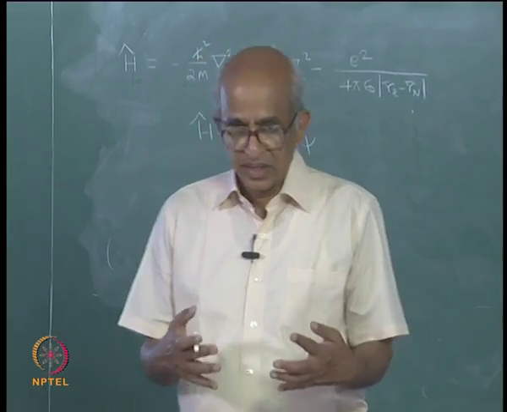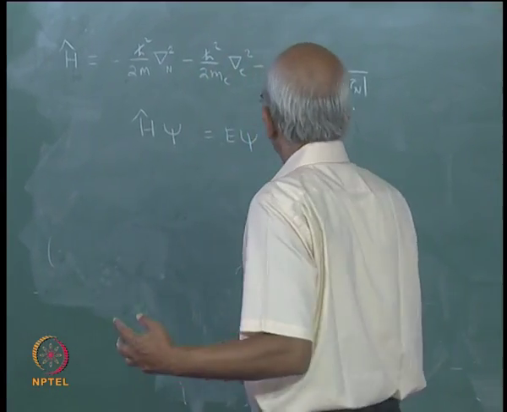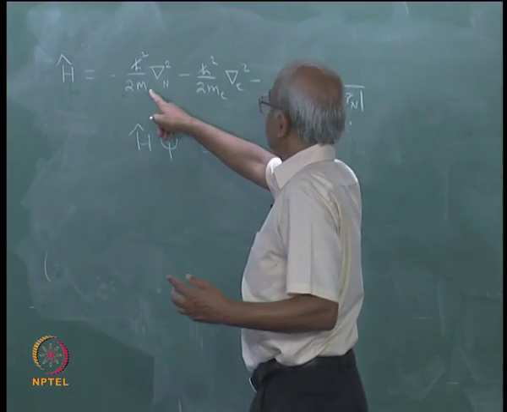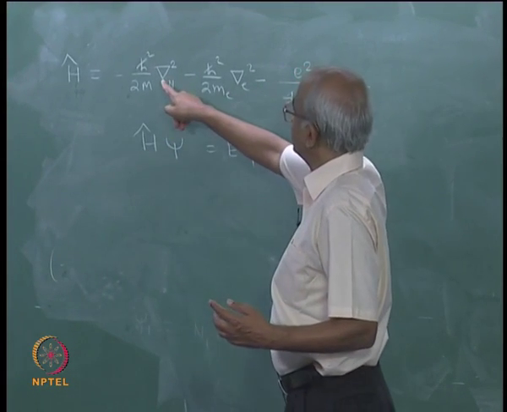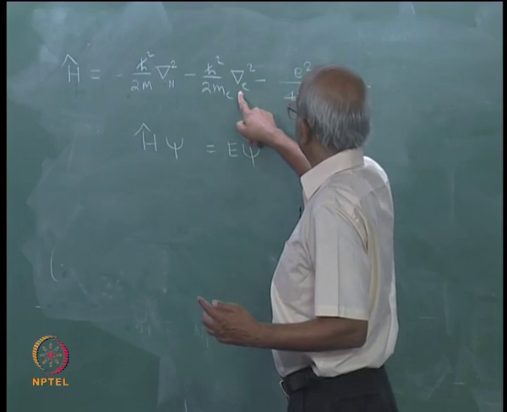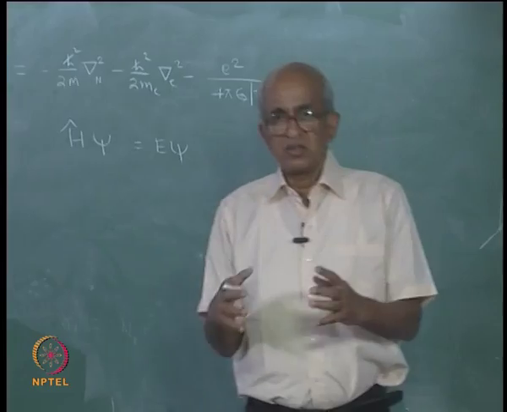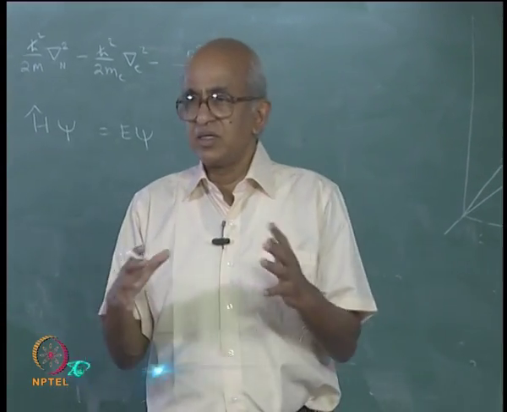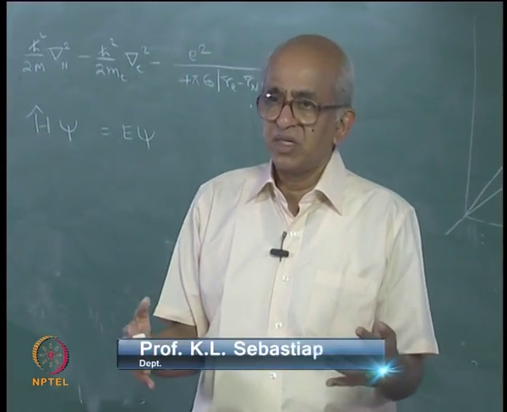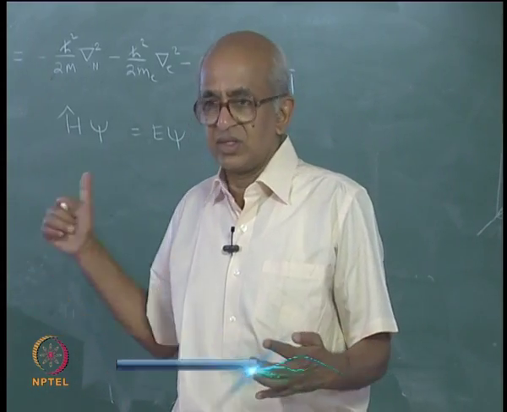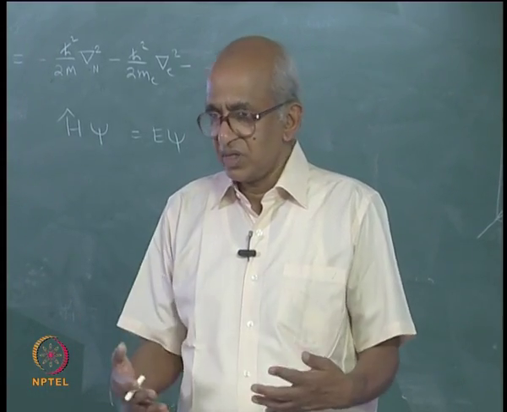We were discussing the hydrogen atom. If you remember, the Hamiltonian for the hydrogen atom is this one. This is the nuclear kinetic energy, electronic kinetic energy, and the interaction between the two. The way this Hamiltonian is written, it is not possible to apply the method of separation of variables as it is and solve the Schrodinger equation.